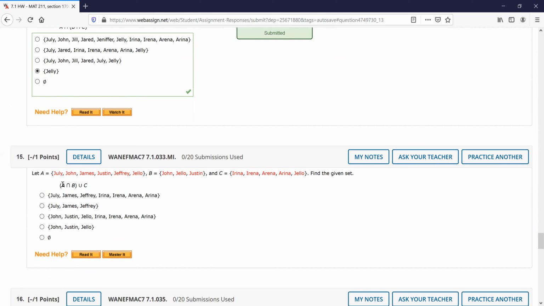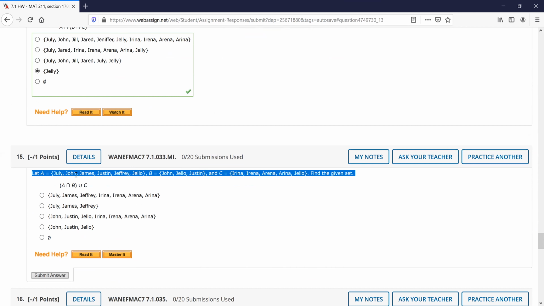Okay, 15 here. The first thing you have to do is figure out which ones appear in both A and B. So John is in both. And then Jello is in both. And Justin is in both. So A intersect B is really like everything in B, because John, Jello, and Justin appear in both. So it's all of those or C. This union means or. That means if you see a new name, you just add it to the list. So it's John, Justin, Jello. Then there's Irina, and then Jello appears again, so it doesn't show up on the list.